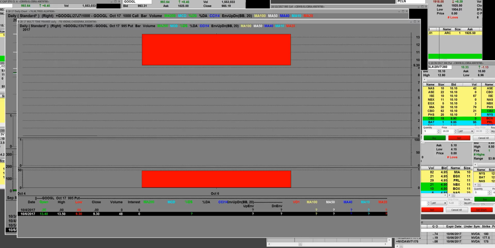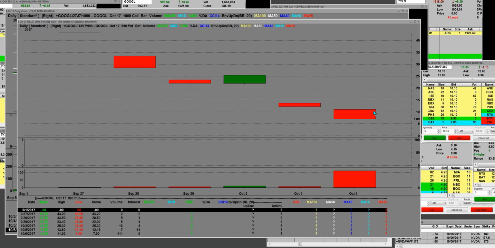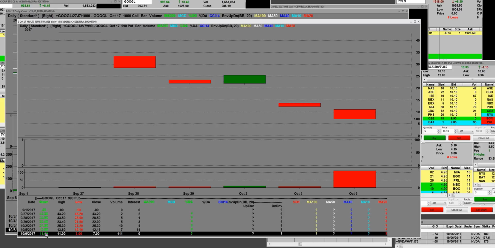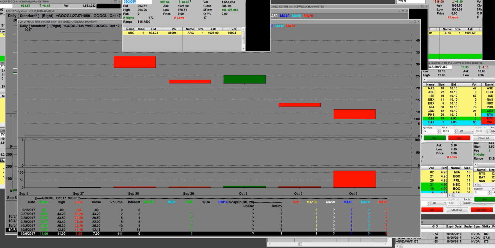Let's take a look at the put side of Google on the 990. And I can only tell you, as a market making firm, these are deflated. They're a 995 put. Google closed right here at 993. It had 173 highs that day.